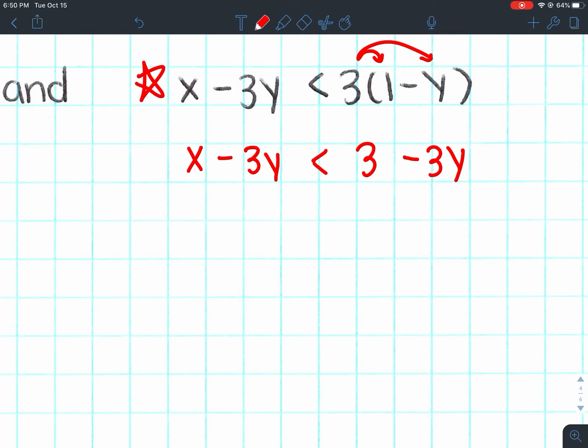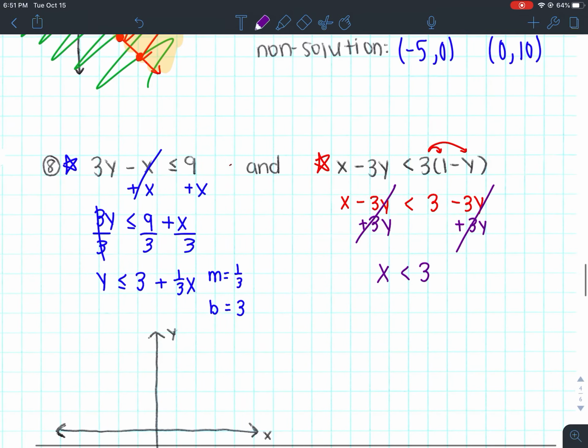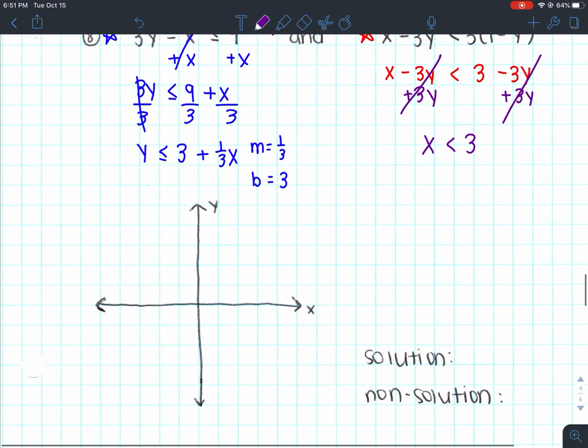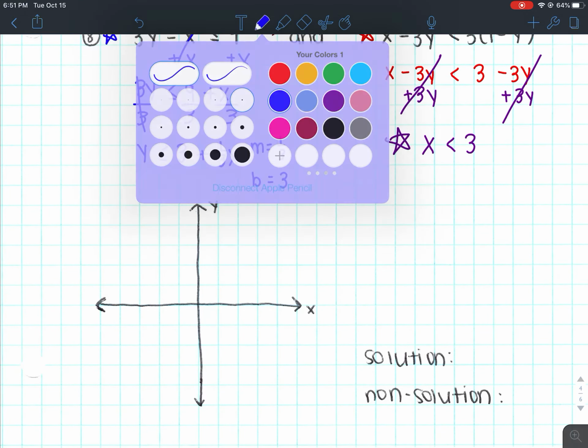Now I want to try to get y by itself. So I need to move all the y's to one side. I like them to be on my left side, so I'm going to move this guy over here. So I'm going to add 3y to both sides. So this would be negative 3 plus 3, which gives me 0. And then I have negative 3 plus 3y, which is also 0. So all I have left is x is less than 3. That's pretty easy. So let's go ahead and graph both of these lines.